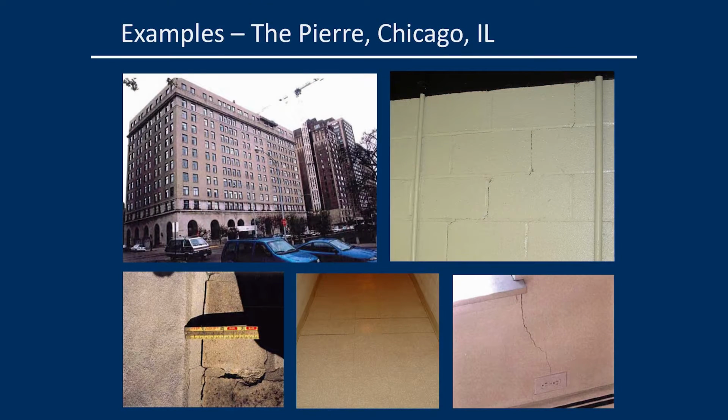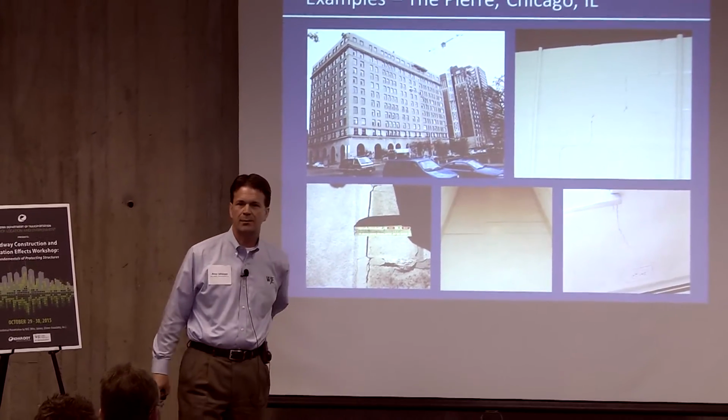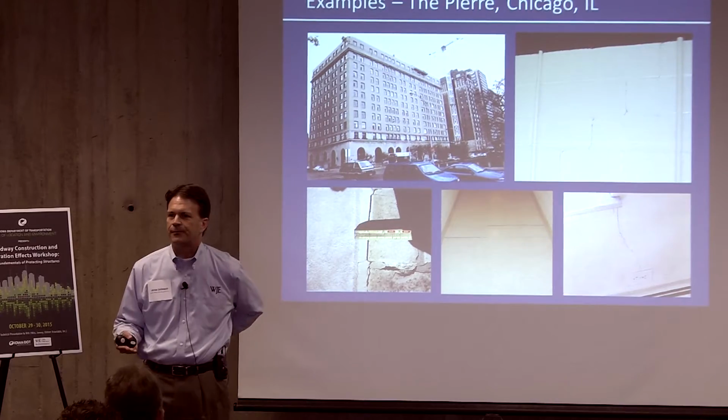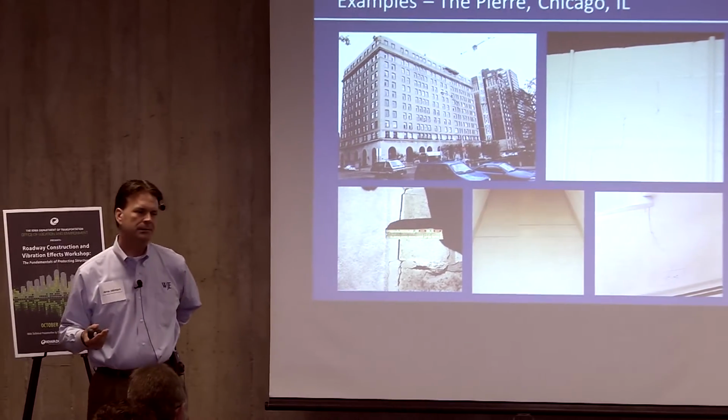Here's that hotel that Bob referred to earlier, the Pierre. Built 10 or so years ago in Chicago on some pretty questionable soils. So these were the kind of effects that we saw inside the building. Well, clearly this is structural damage. I think Bob said the building settled 1.5 inches. So what might you be worried about?